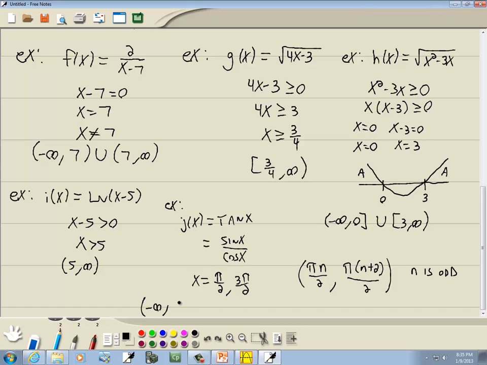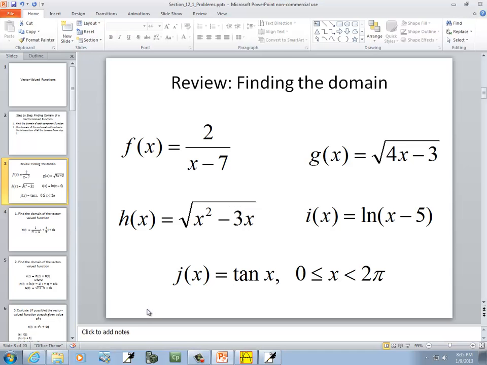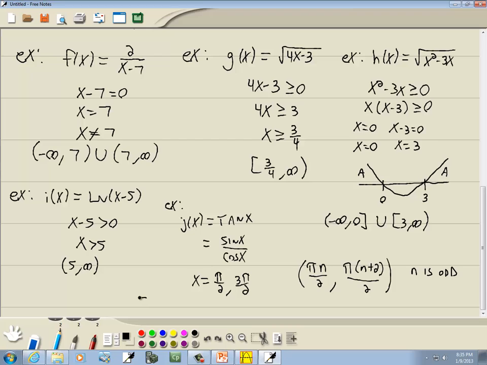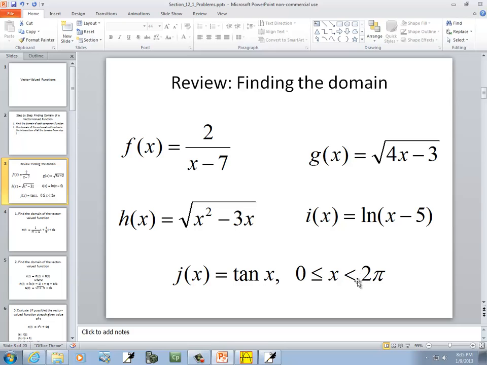This is going to go from, let me try it again, we start at 0. Does it include 0? Yeah, it includes 0. Okay, so it should be a bracket there, and then it's going to go to pi over 2, parentheses, because it doesn't include pi over 2, union, parentheses, pi over 2 to 3 pi over 2, union, 3 pi over 2 to 2 pi. And 2 pi will have a parentheses on it because it doesn't include 2 pi.